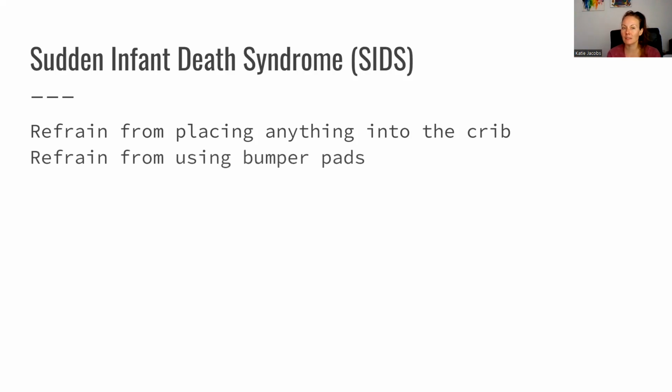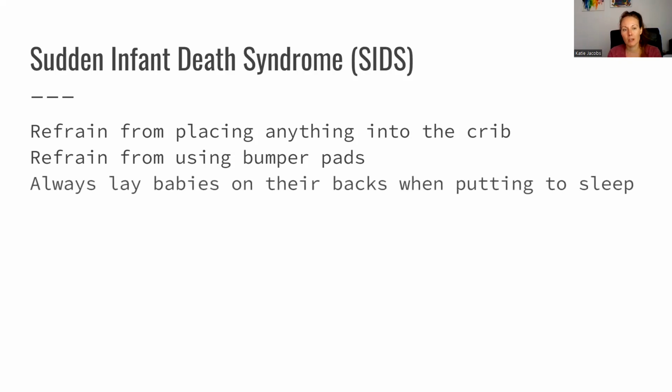Refrain from using bumper pads. This is not as prevalent anymore because most places have stopped selling them. But what they used to do is have these bumper pads that would go around the inside of a crib, and they're super cute and have all these cute little animals or designs on them. It's to prevent the baby from hitting their head on the edge of the crib. But we found that the use of those is not good and can increase the risk of dying from SIDS.